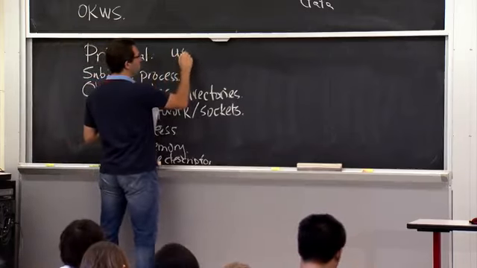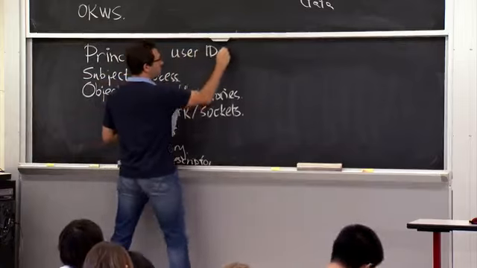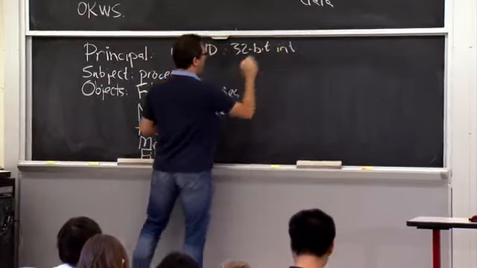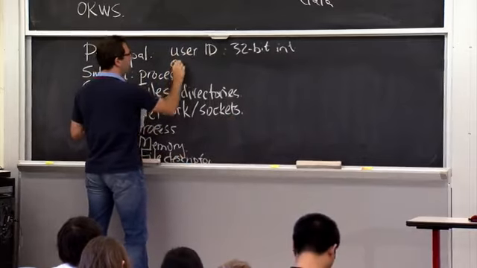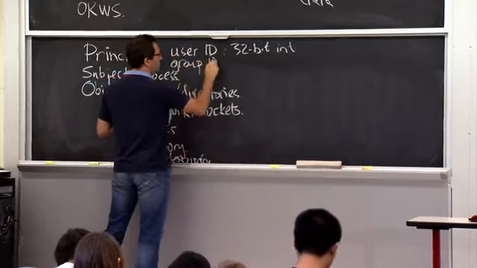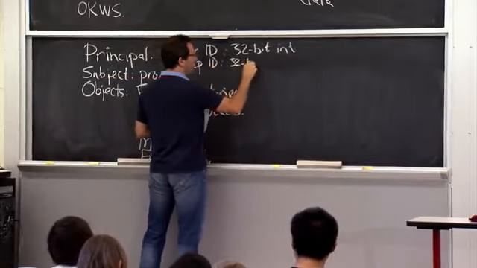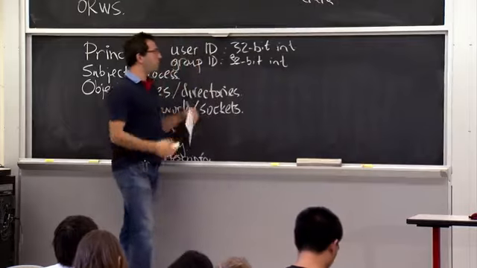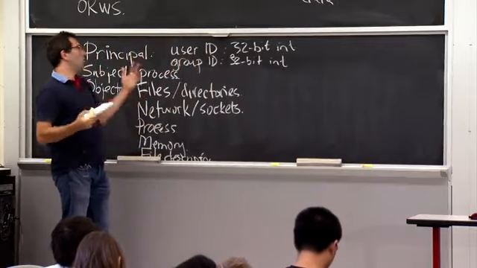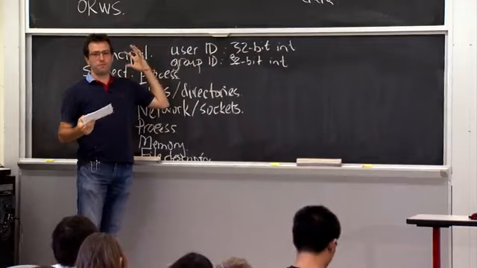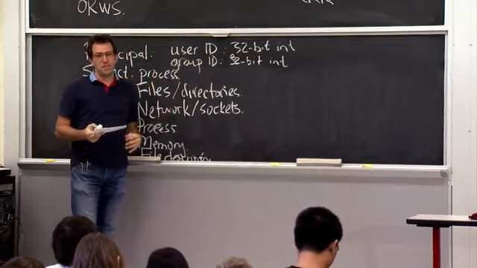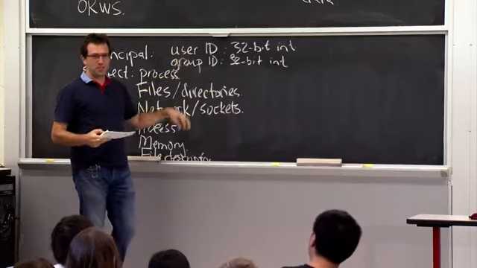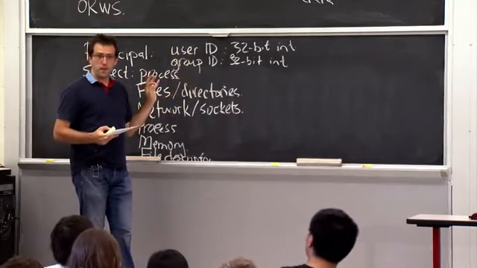There's something called a user ID, which is just a 32-bit integer. And there's also a group ID, which is also a 32-bit integer. And there's not really a great reason why they're different. It would have been nice if they were just a uniform set of 32-bit integer principal numbers. But unfortunately, Unix splits them into two categories. There's user ID integers, and then there's group ID integers.